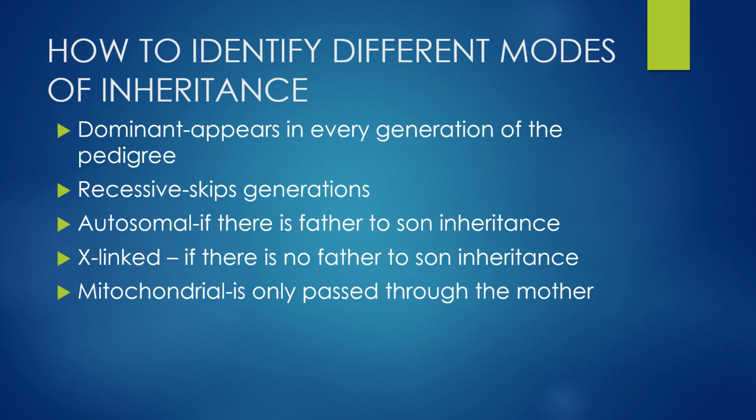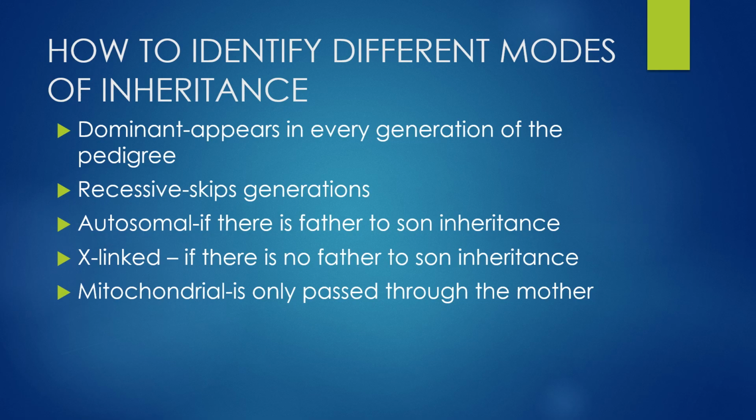Okay, before we start looking at the different modes of inheritance and their pedigrees, I want us to first of all know what to look out for when we are trying to identify the particular mode of inheritance in a pedigree. So when you have a dominant trait or dominant mode of inheritance, you would see that that trait appears in every single generation of the pedigree. So if the trait in question or the disease in question appears in every single generation of the pedigree, you know that you are looking at a dominant trait.